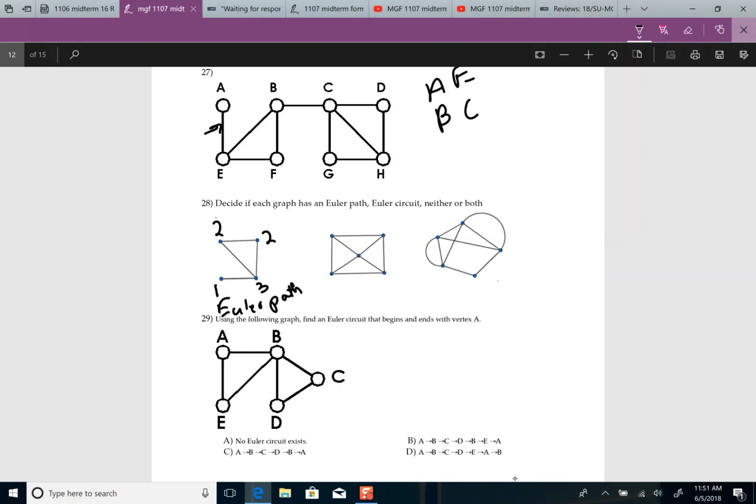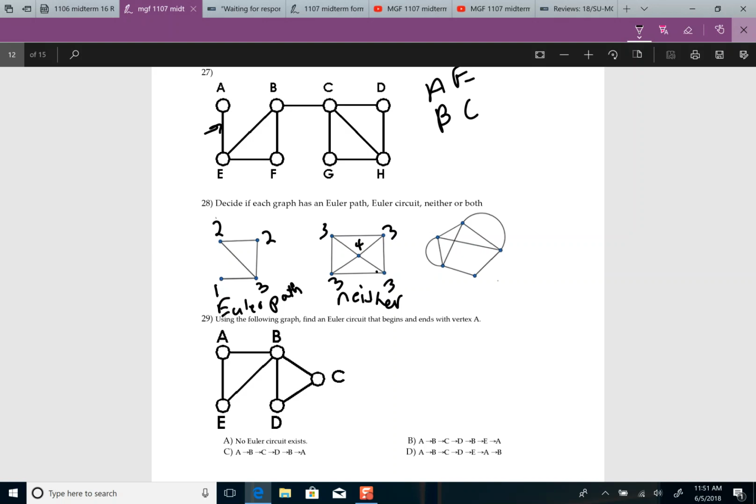This one has 1, 2, 3. This has 1, 2, 3. This has 1, 2, 3. This has 1, 2, 3, and this one has 4. This has neither. Right? It had odds, which made it no Euler circuit. It has more than 2 odds, that means no Euler path.